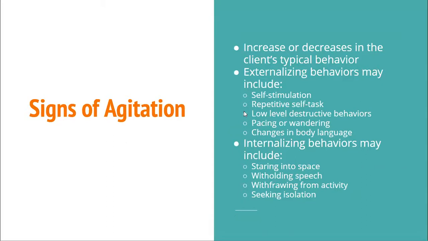So some of our signs of agitation: we might have some externalized behaviors. You might see increased self-stimulation, repetitive self-talk, low-level destructive behaviors, trying to grab things in the immediate environment, crumpling visuals. Kids might pace or wander around, or show general changes in body language. Then some of our more internalized behaviors: you might have kids who seem like they're zoning out, staring into space. They're withholding speech, if they're a vocal client and they just stop talking to you, withdrawing from the current activity, or seeking isolation.